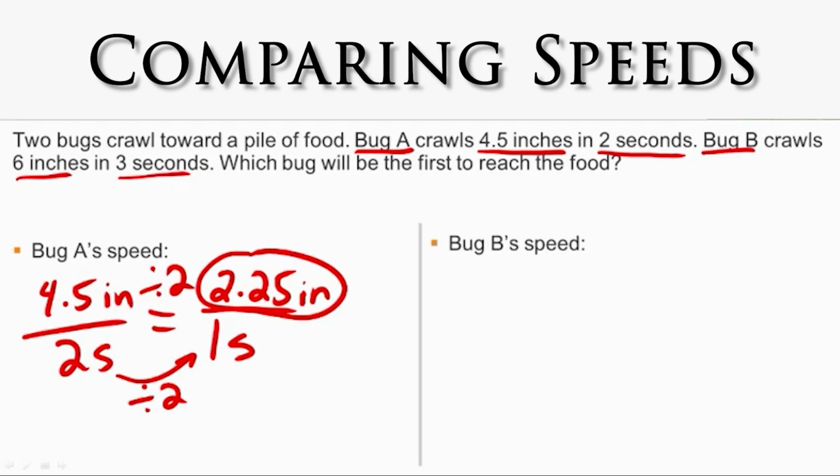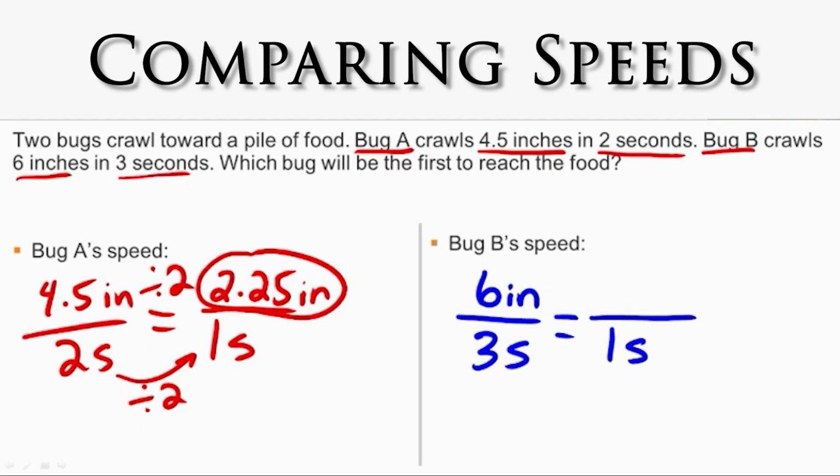That's the unit rate. Let's look at bug B. Bug B crawls 6 inches in 3 seconds. We need to convert that to a unit rate. Remember, with a unit rate, the denominator is 1. How do we get from 3 to 1? We divide it by 3. Same thing. Whatever you do to the denominator, you do to the numerator. So we're going to divide by 3. 6 divided by 3 is 2. So what does that tell us? It's the unit rate of 2 inches for every 1 second.